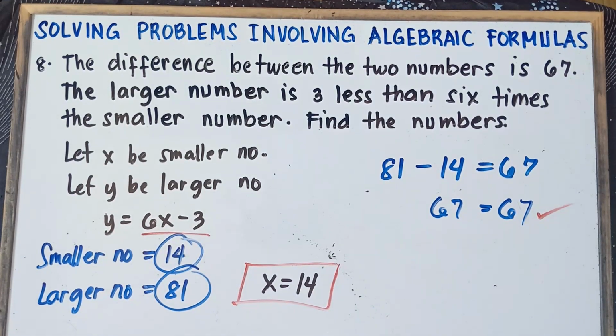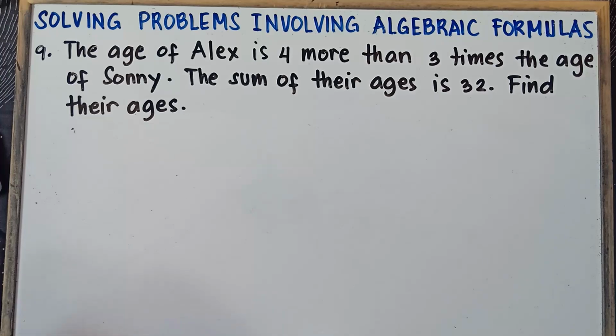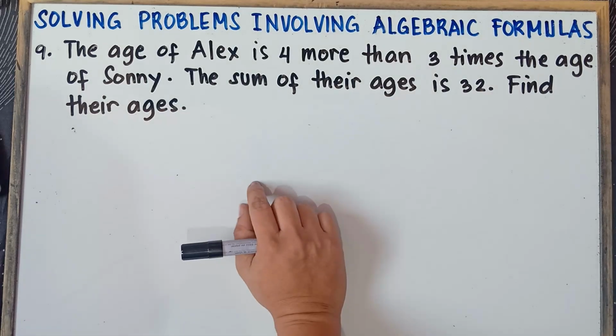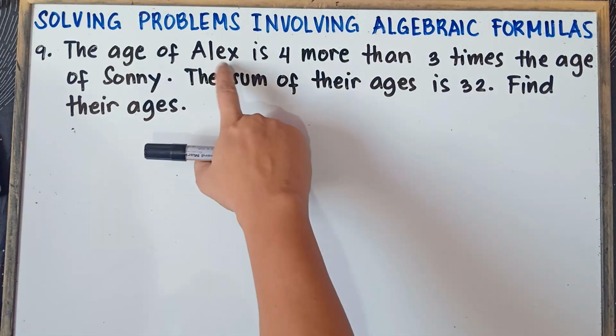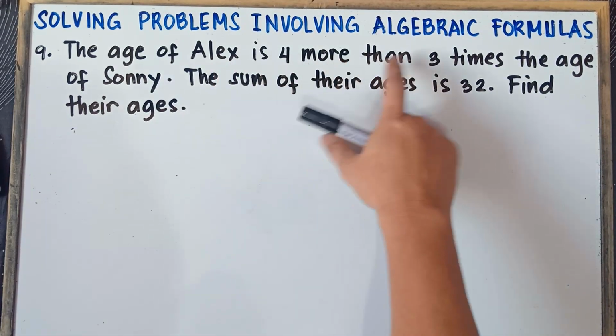That's it, class. That's the answer with regards to example number 8. Alright, so let's proceed now to example number 9. The age of Alex is 4 more than 3 times the age of Sonny. The sum of their ages is 32. Find their ages.